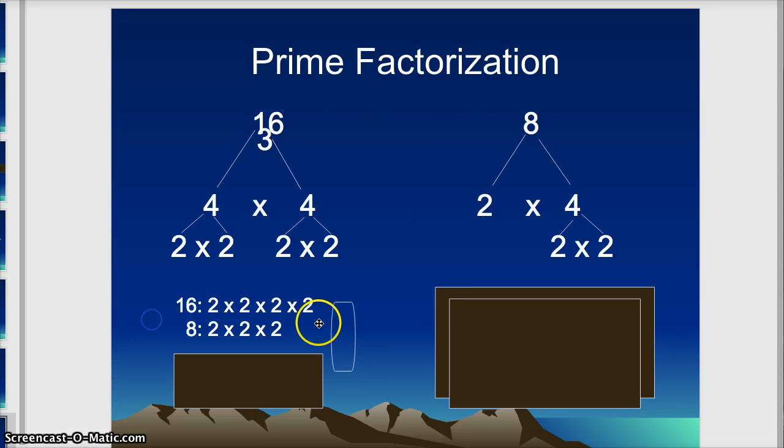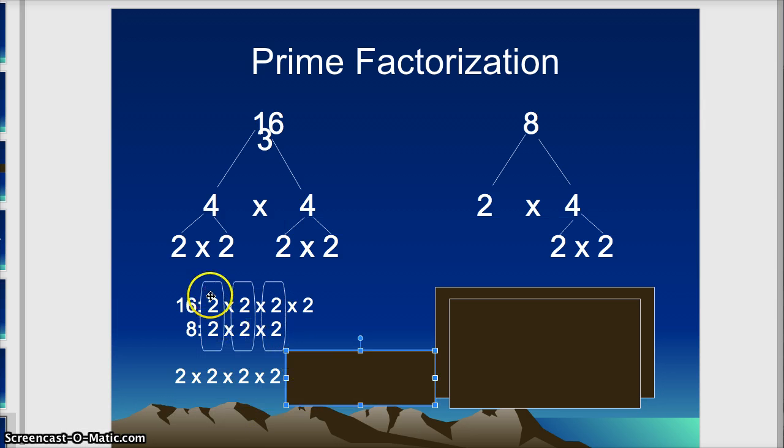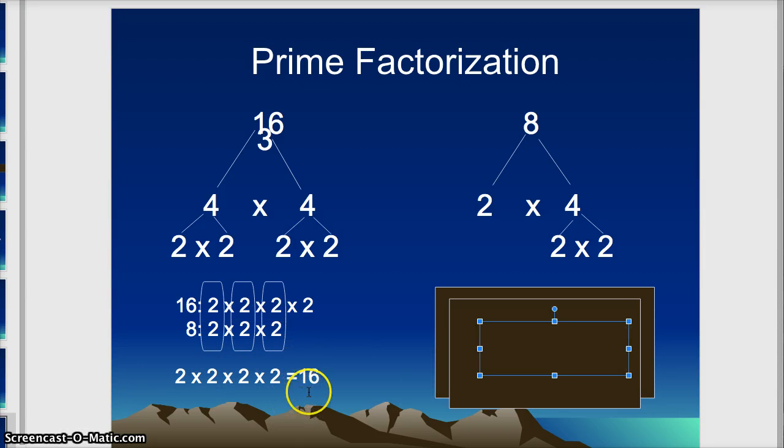I'm going to drag these little boxes around the common ones. So there's a 2 in both the 16 and the 8 column. Here's another one, and here's another one. Okay, so what I do is I'm going to take this 2, that 2, that 2, because I only need to write it once, and then this 2. And I can take those 4 2's and multiply them together, and I get 16.